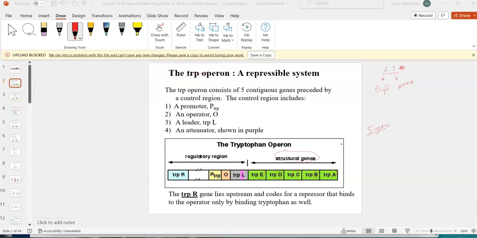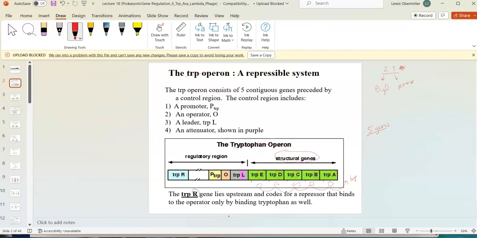Okay, so tryptophan again is an operon because it's one single mRNA. Each of these has its own Shine-Dalgarno sequence and its own stop for translation. So they're producing 5 different products. I'm just going to make up shapes for these products. Okay, and these are enzymes, and they work together to produce tryptophan in a biosynthetic pathway.